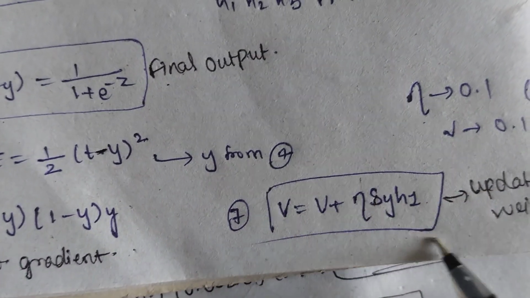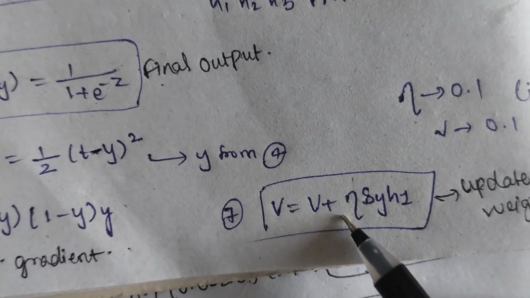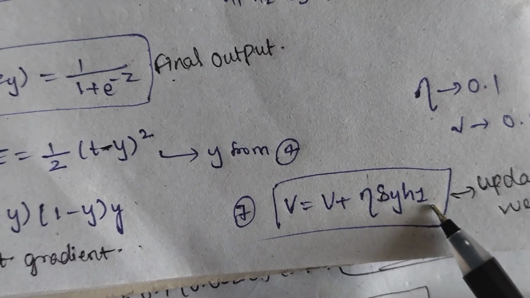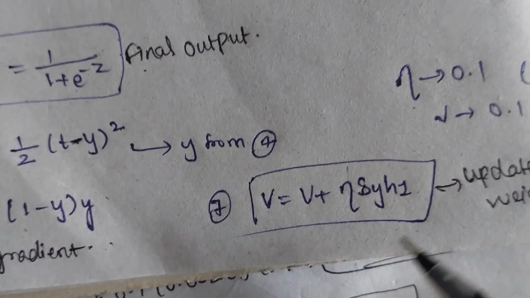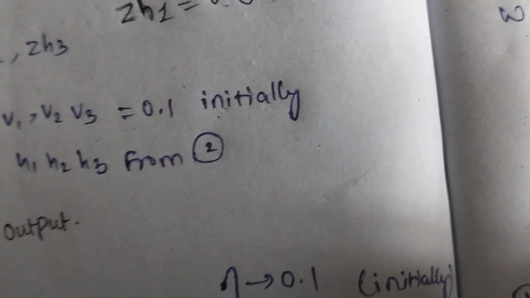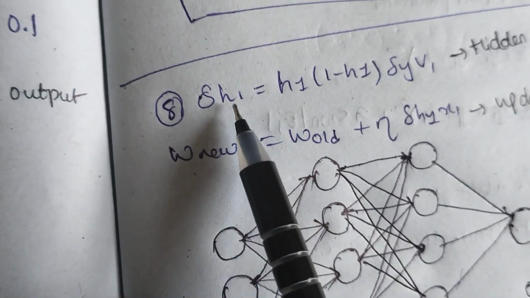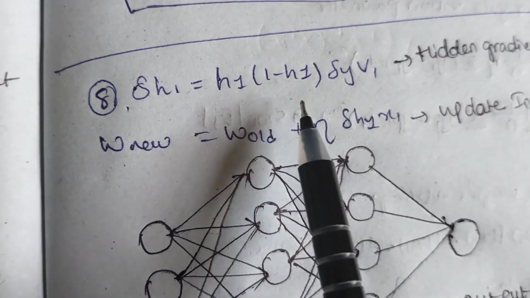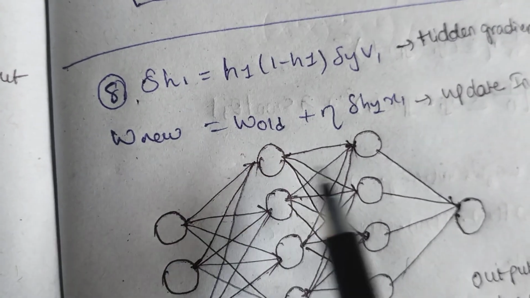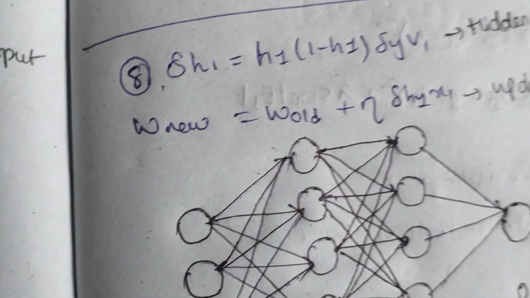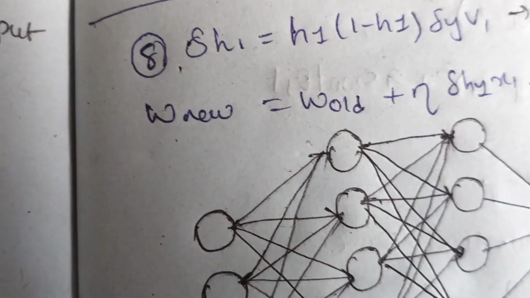Then we'll be updating the weights: v equals v plus eta into delta y into h. After that we'll be getting the hidden gradient. As you can see here, we'll be calculating the hidden gradient. Then we'll be updating the new weights. So this will be our flow of solving this question.